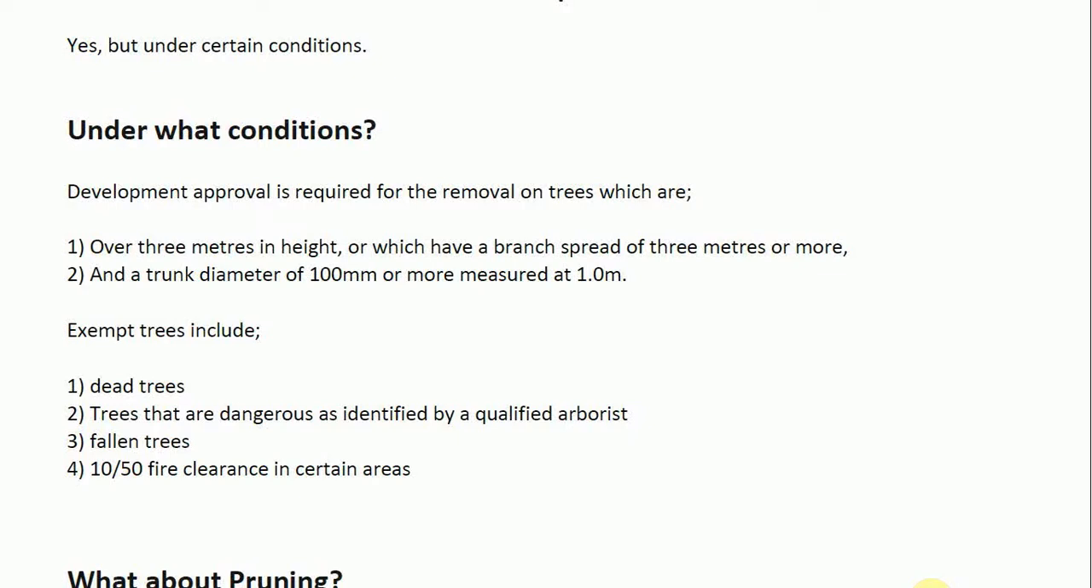Again, fallen trees, if the tree has come down, no matter how big it is, you can cut it up and remove it. And if you happen to be within a 10/50 clearance area for fires, so 10/50 means if you are in what's called a high risk fire zone, any tree within 10 meters of the foundations of your house can be removed without council approval, and any undergrowth, so very small shrubs and much smaller trees up to 50 meters from around your home may be removed.